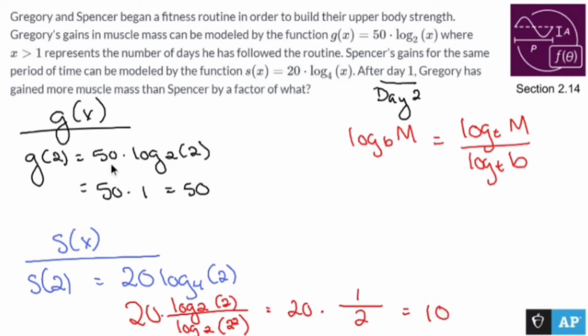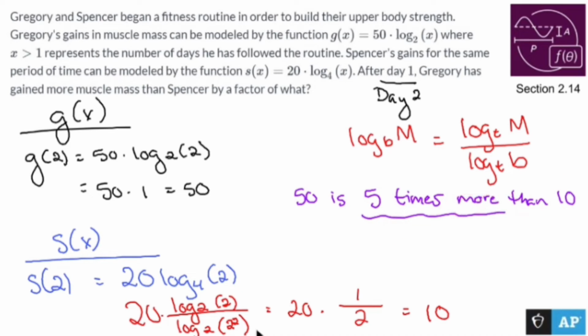So after day 2, Gregory is 50 whatever, Spencer is 10 whatever, and the question is how much more muscle mass by a factor of what? Well, 50 is 5 times more than 10. So that'll be our guy. Kind of a not fun problem, very difficult in my opinion, but yeah, we did it.